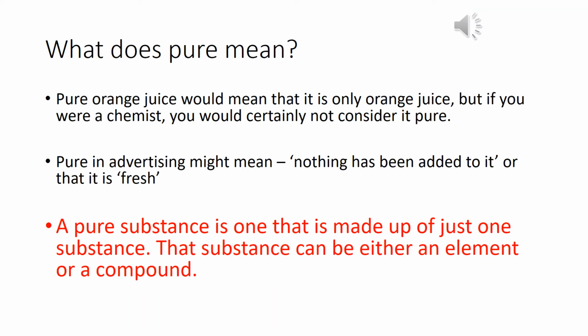Now, let's look at the meaning of pure in more detail. So what does pure mean when we are referring to pure substances? The word pure, for example, pure orange juice would mean that it is only orange juice. But if you were a chemist, you would certainly not consider it pure because inside orange juice, you will have other different types of ingredients as well, like preservatives and food colorings. So when you have these different types of ingredients in orange juice, they are not classified as pure substances anymore.